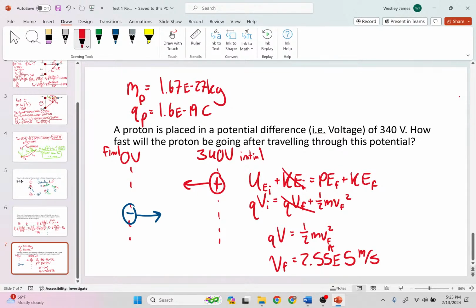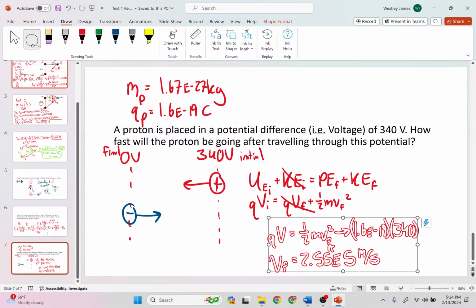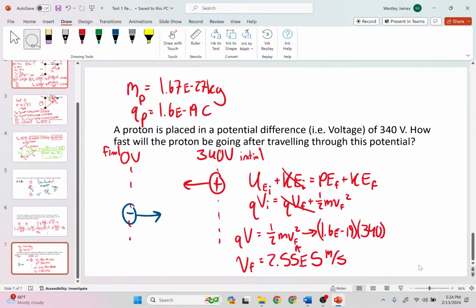So I'm going to give you all a few more moments, but I'll kind of break down just plugging in the numbers of what I did here. So 1.6 e to the minus 19 times 340 equals 1/2 times 1.67 e to the minus 27 times vf squared. And then it's just algebra. Simplify the right side, divide it over, and then square root the whole thing.